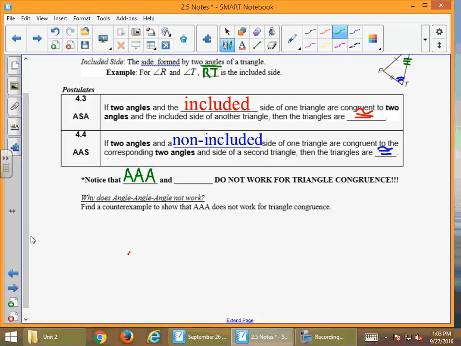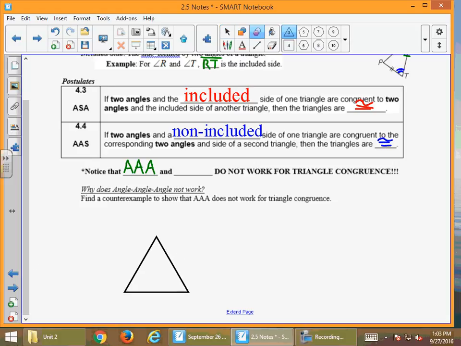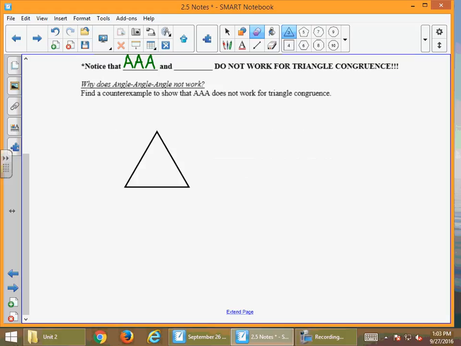Well, I'll show you right here. So this little box right here, draw this little example, follow along here. I'm going to draw a triangle. This is an equilateral triangle. I just drew that. There it is. It's an equilateral triangle.